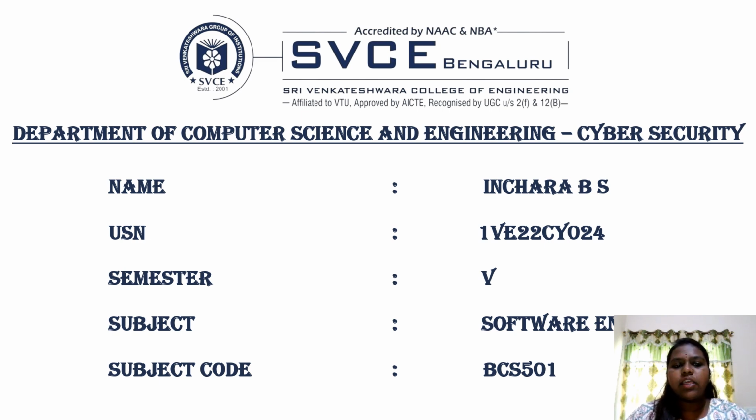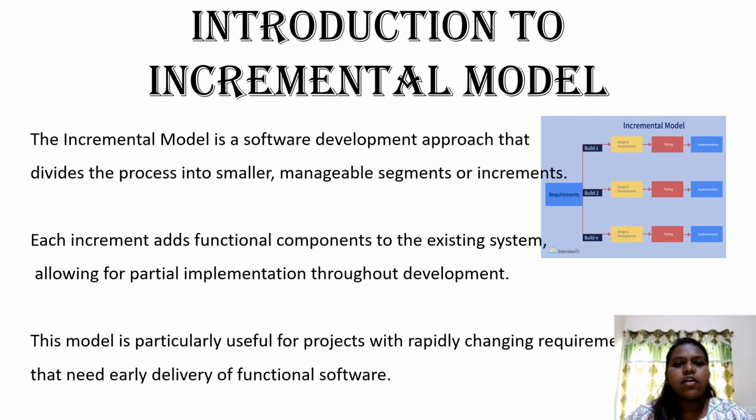Today, I am here to give a brief information about software engineering. Introduction to Incremental Model. The incremental model is a software development approach that divides the process into smaller, manageable segments or increments. Each increment adds functional components to the existing system, allowing for partial implementation throughout development. This model is particularly useful for projects with rapidly changing requirements that need early delivery of software.